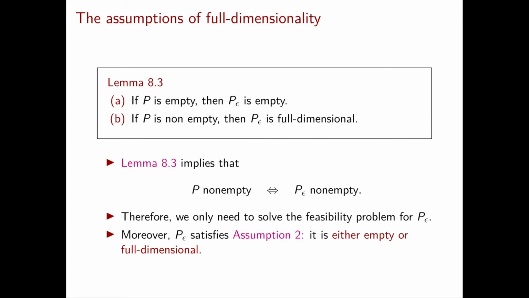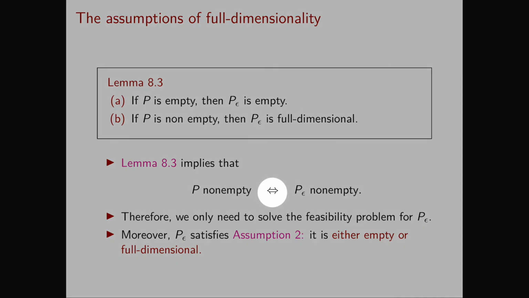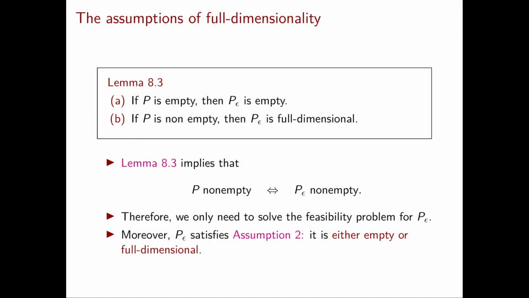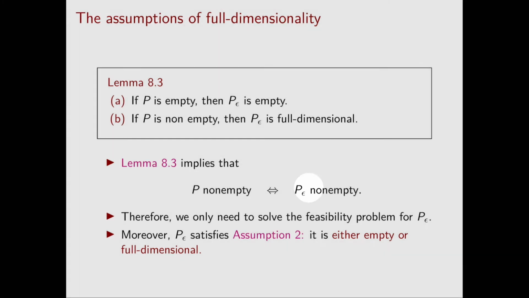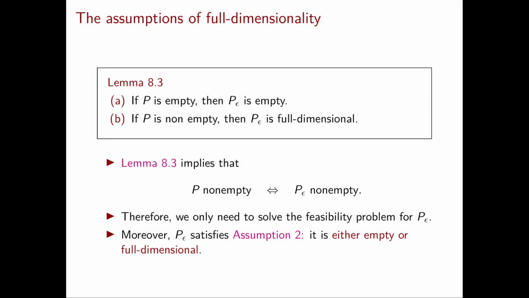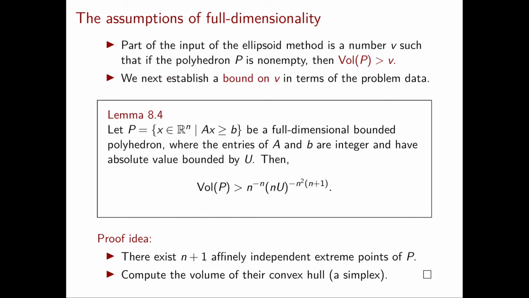Clearly, the lemma implies that P is non-empty if and only if P epsilon is non-empty. Our original problem was to understand if P is non-empty. Now, equivalently, we only need to understand if P epsilon is non-empty. The reason why we want to consider P epsilon instead of P is that now P epsilon satisfies assumption 2. It is either empty or full dimensional. So we've now understood how we can relax assumption 2.